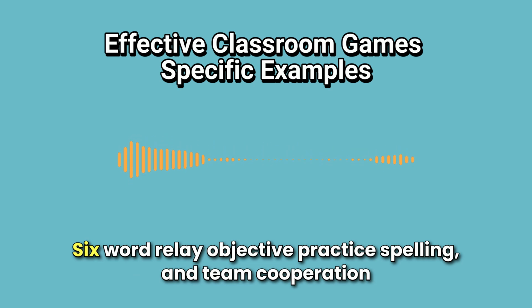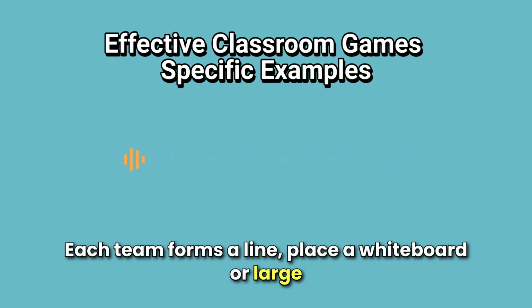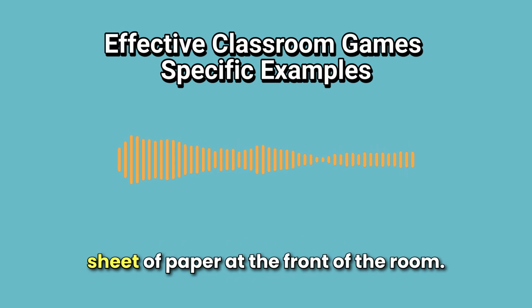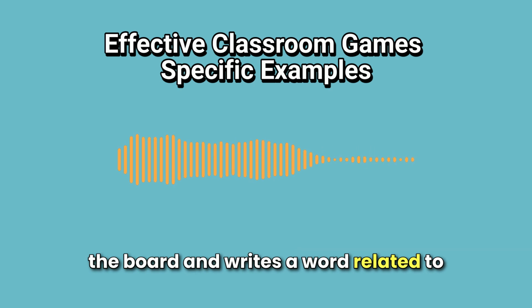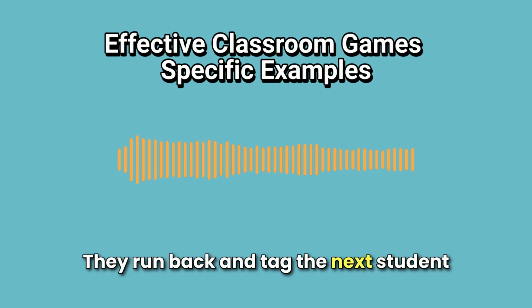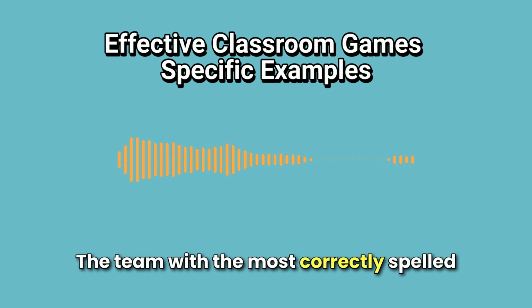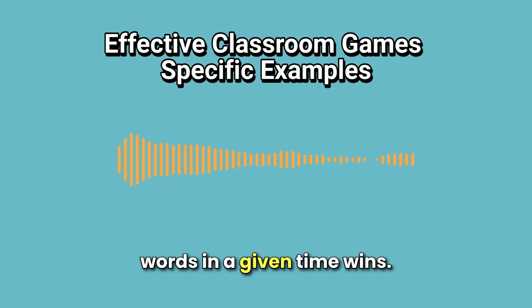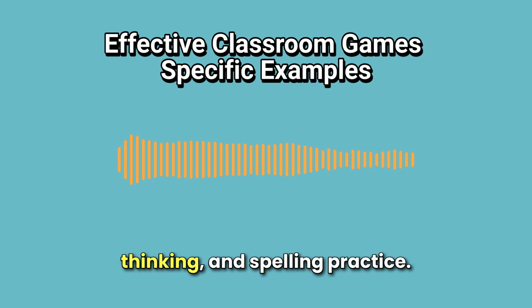6. Word relay. Objective: Practice spelling and team cooperation. How to play: Divide the class into 2 teams. Each team forms a line. Place a whiteboard or large sheet of paper at the front of the room. The first student in each line runs to the board and writes a word related to a given topic, e.g., animals. They run back and tag the next student who writes another word, and so on. The team with the most correctly spelled words in a given time wins. This game encourages teamwork, quick thinking, and spelling practice.